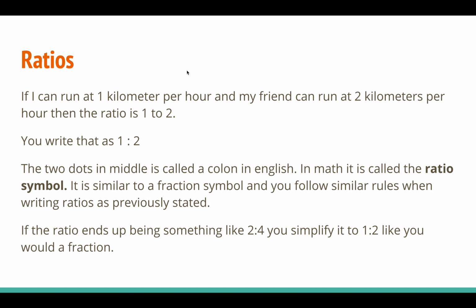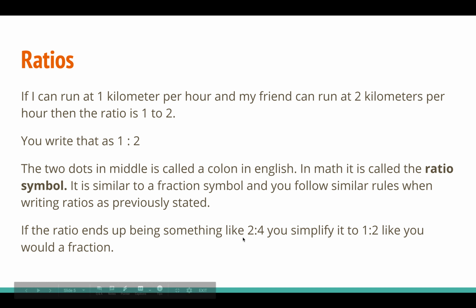This symbol, 1:2, is a ratio. The ratio between me and my friend is 1:2, or 1 to 2. This colon is also called a ratio symbol. It's called a colon in English, but in math we call it the ratio symbol. And we all know math is the best subject, right?